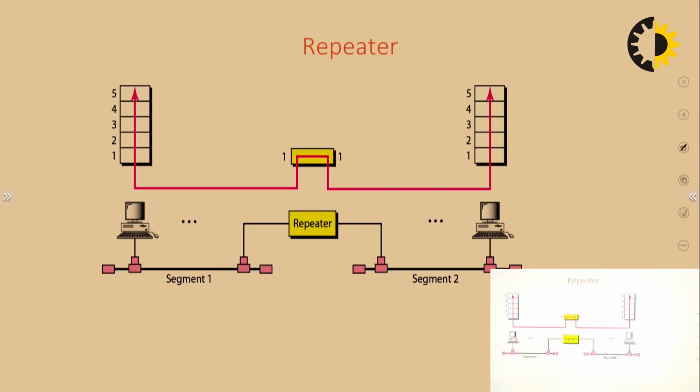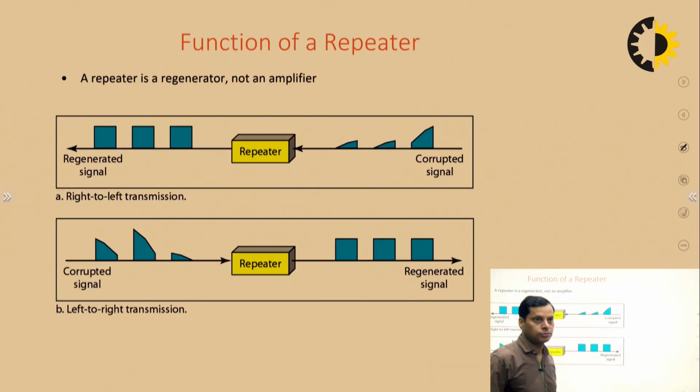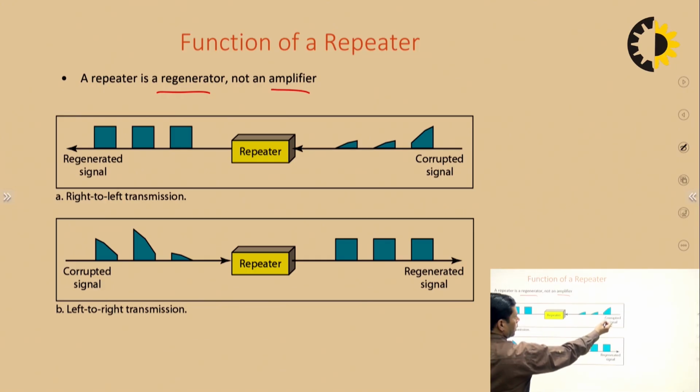You can see in this figure that the first layer, the physical layer, can be connected with the help of this device, which is a repeater. Here you can see segment 1 and segment 2, which are connected with each other with the help of the device named a repeater. So, the overall length of the network can be increased. The repeater is a regenerator, not an amplifier. When we are transmitting from right to left, the signal can be corrupted here, it will become weak.